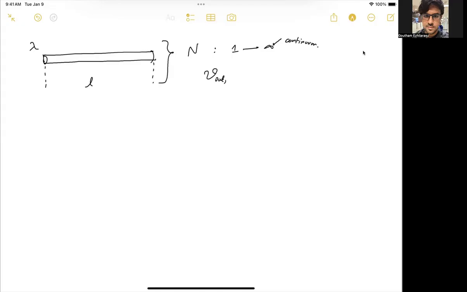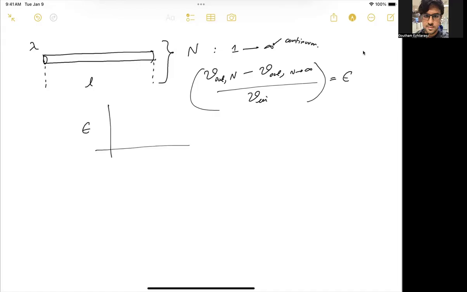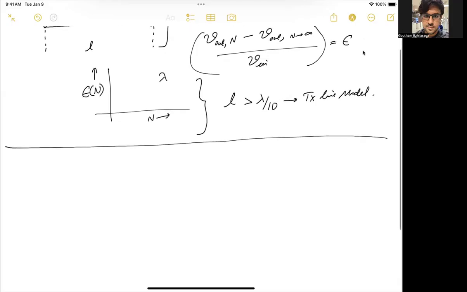So the calculated output voltage for any given n minus the calculated output voltage when n is infinity, or the continuum case, over the input voltage. So we are calculating this error, and we want to plot this error as a function of n for different values of lambda to try to understand the general rule of thumb that when L is greater than lambda over 10, we can assume a transmission line model. So now, how are you going to solve this question?